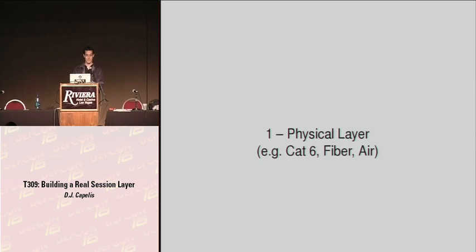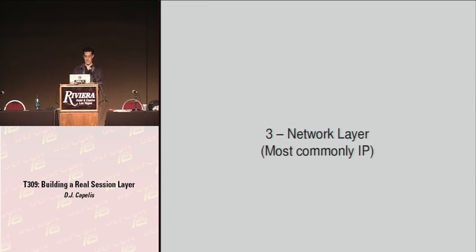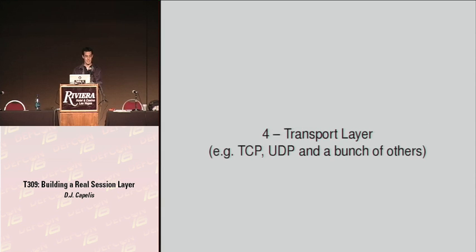First layer, physical layer, the actual wire, the air, everything that actually makes up the physical networking. Then you have your data link layer, your Ethernet, your 802.11, your FDDI, that kind of crazy stuff. And then pretty much on layer 3 you just have IP. On layer 4, TCP, UDP, all those.